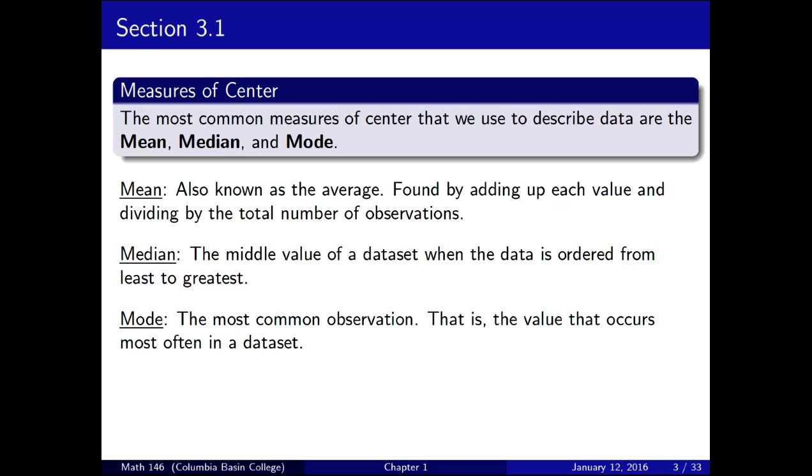So the most common measures of center that we use typically are the mean, the median, and the mode. The definitions are here, but the mean is another name for the average, so you just add everything up and divide by the number of observations. The median is the middle value when you order your data, and the mode is the most common observation, so the one that pops up most often.